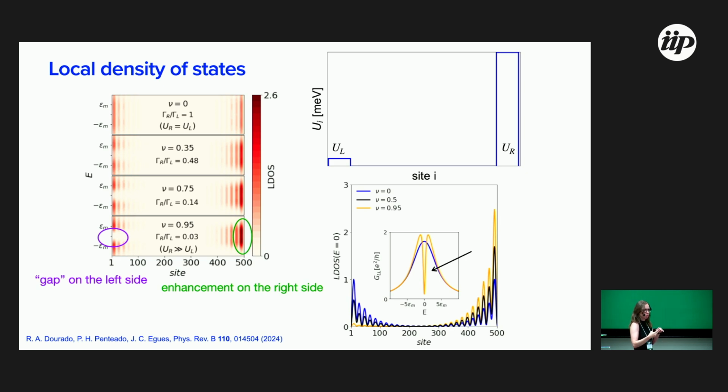You cannot tunnel between the lead and the wire. But then, because you have something like this enhancement on the right side at zero energy, the conductance behaves in a different way. So this is not what the density of states for trivial states looks like, because once you start to raise the barrier, you start losing spectral density here.